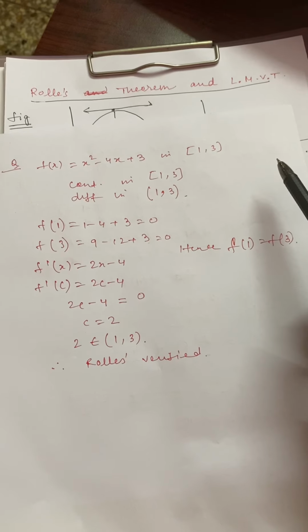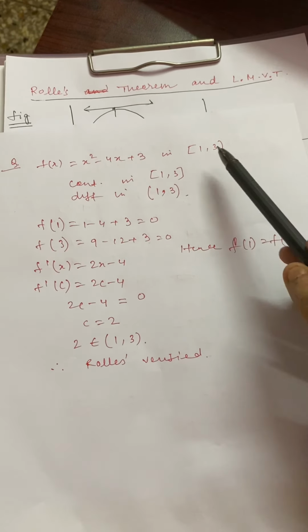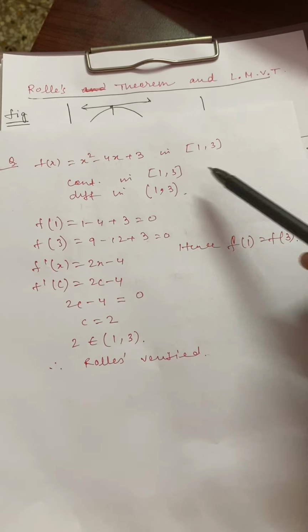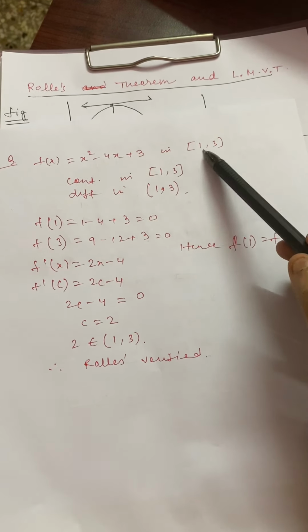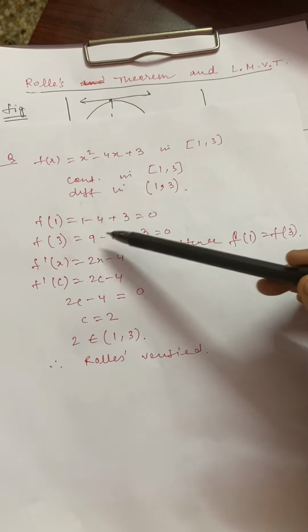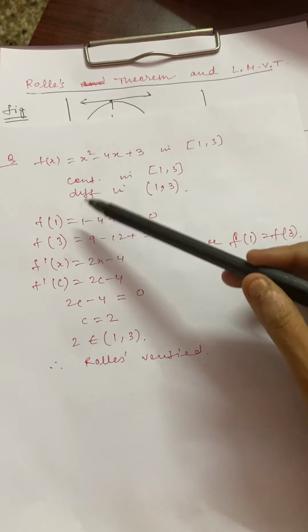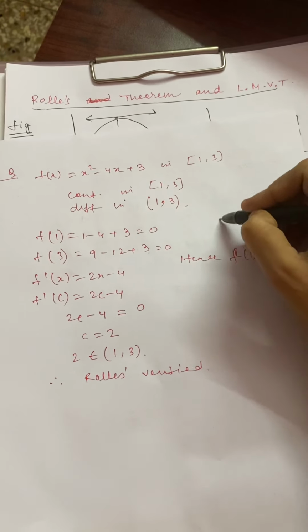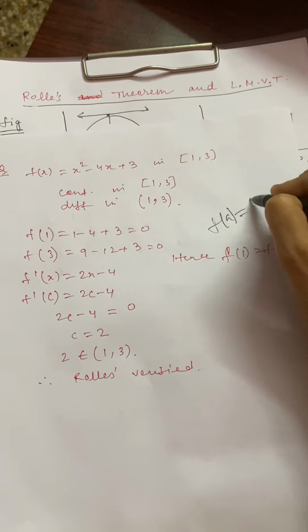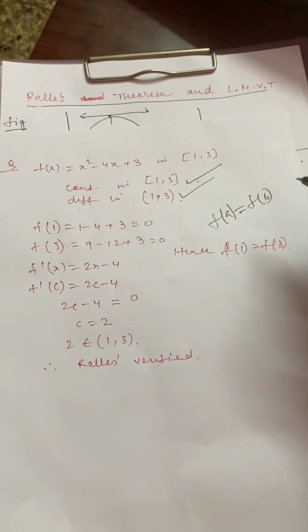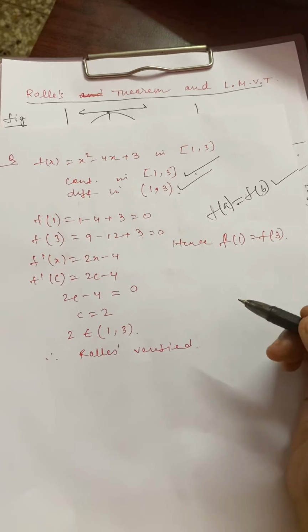So first we check the extreme points. Let's first check the values of ordinates. At x equal to 1, f(1) equal to 0. At x equal to 3, f(3) equal to 0, that is f(a) equal to f(b). This condition checked, this condition checked, and it is also checked.